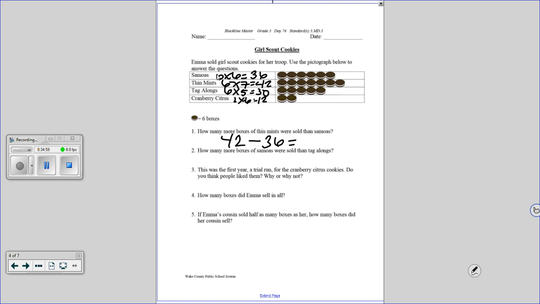Piper? 6. You could also look at our graph. I had 1, 2, 3, 4, 5, 6 of my little cookie picture. And 1, 2, 3, 4, 5, have 6 of my cookie picture. A difference of 1 cookie picture, and 1 cookie picture is equal to 6 boxes. So there is 6 more Thin Mints sold than Samoas.